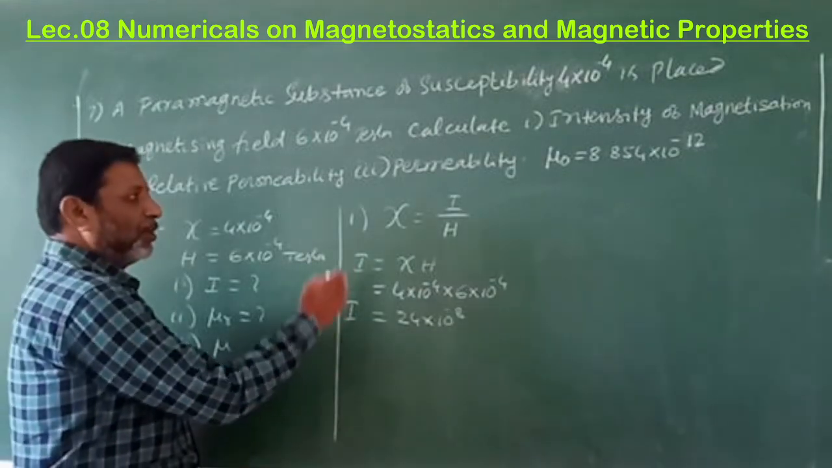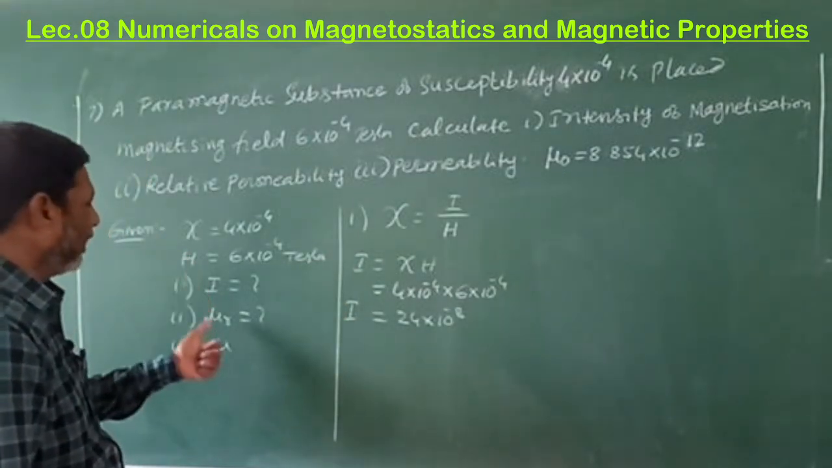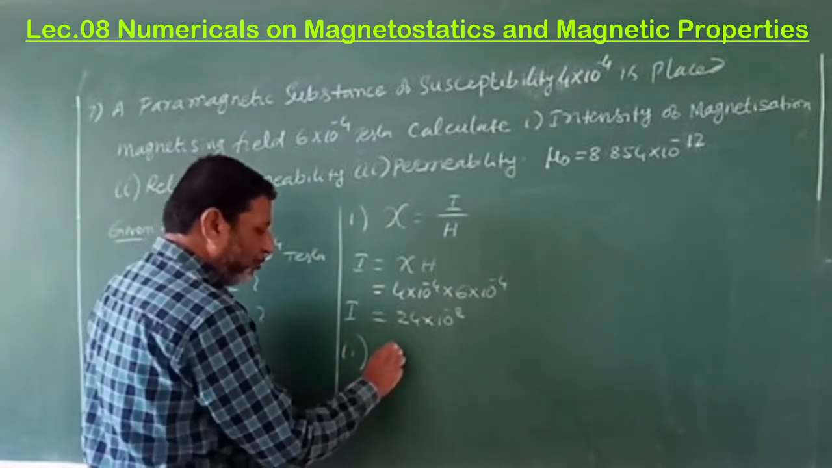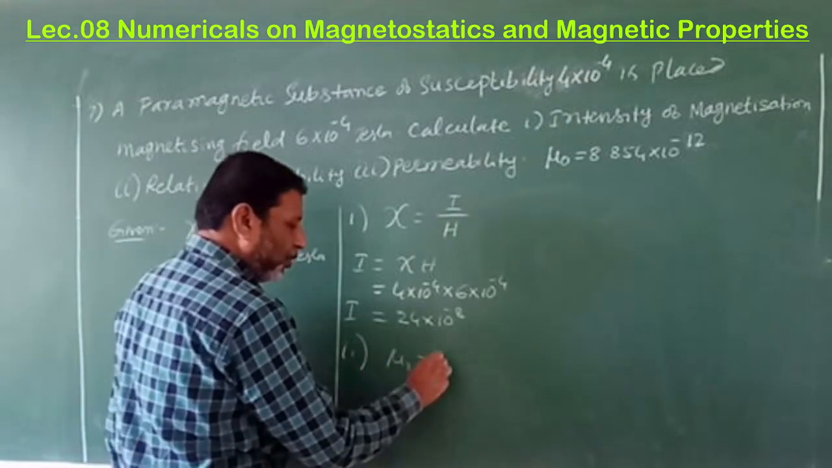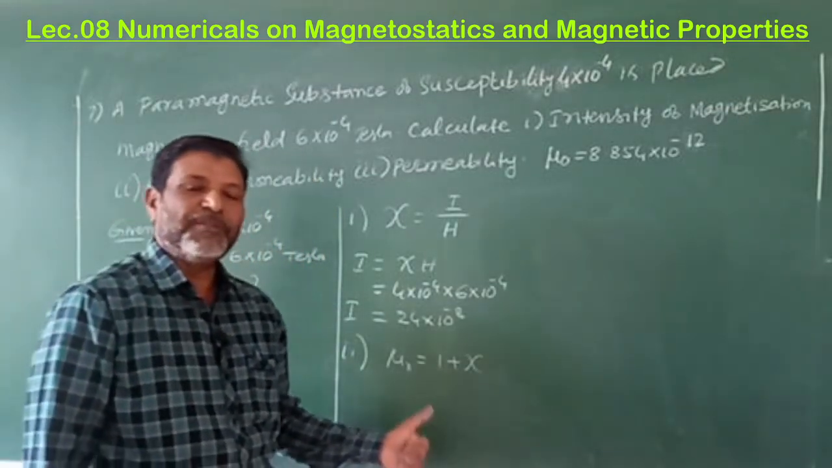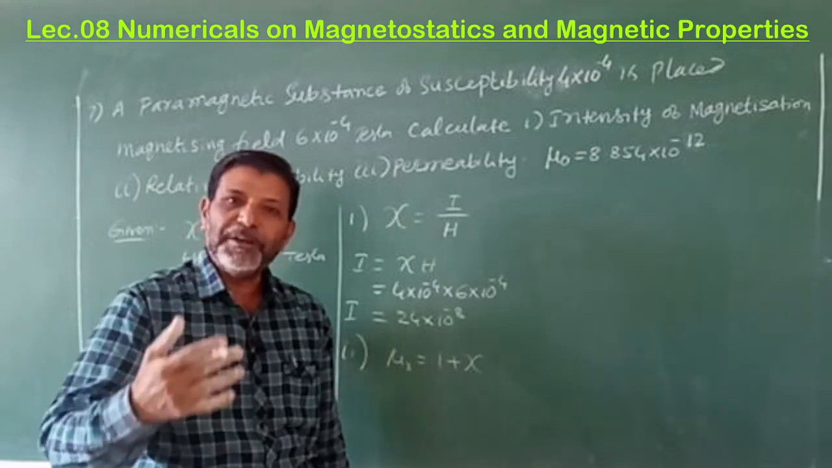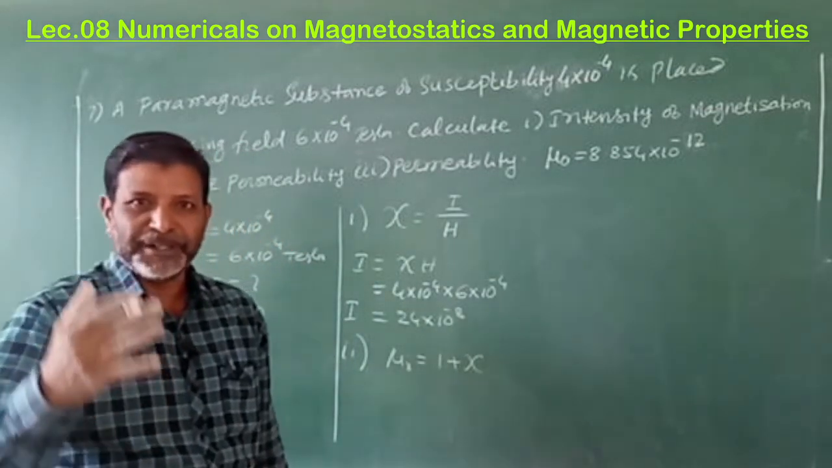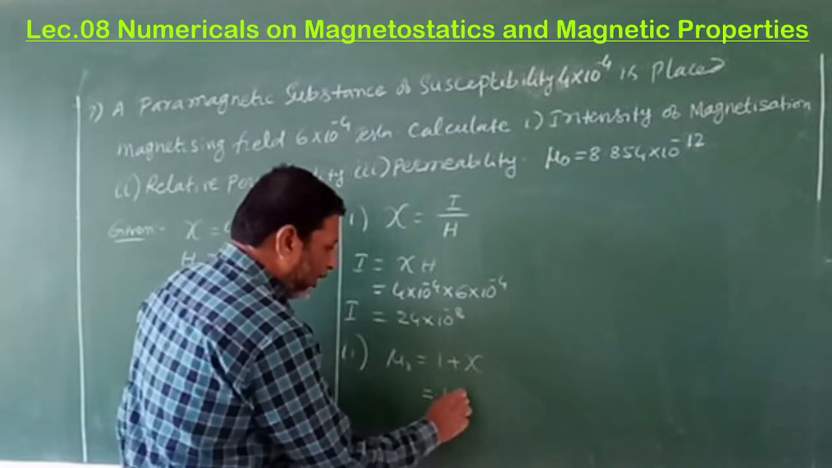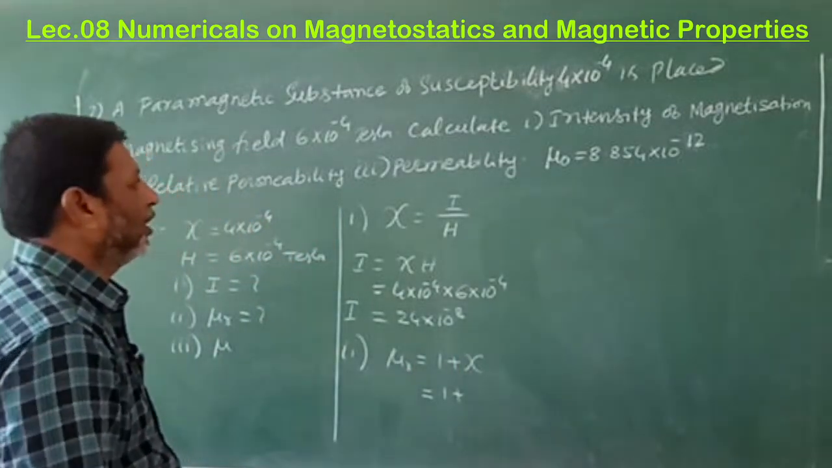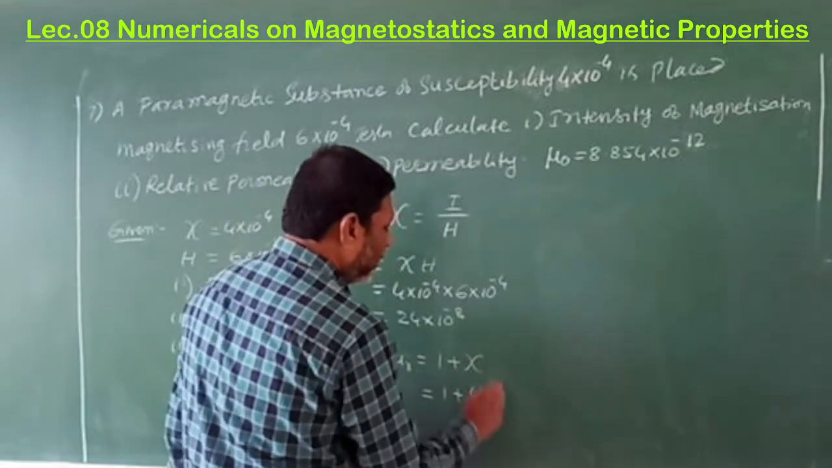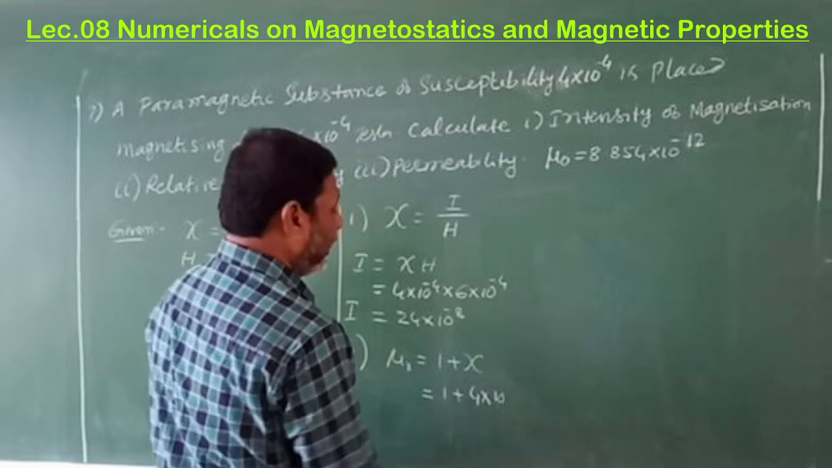Now the next is you have to calculate the relative permeability and permeability. Yes, you know that mu r, the relative permeability, is equal to 1 plus chi. This is a relation we discussed while discussing the properties of magnetic materials, diamagnetic, paramagnetic and ferromagnetic materials. Now here this is equal to 1 plus, and the chi value given to you is 4 into 10 to the power of minus 4.